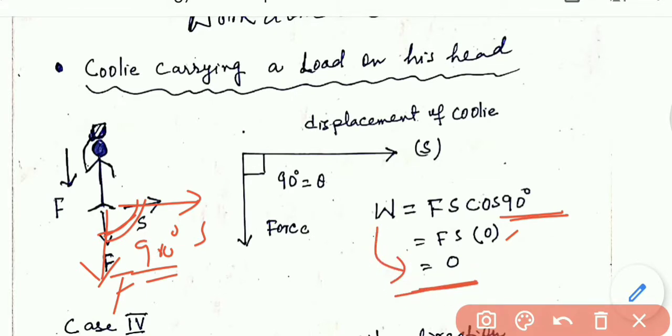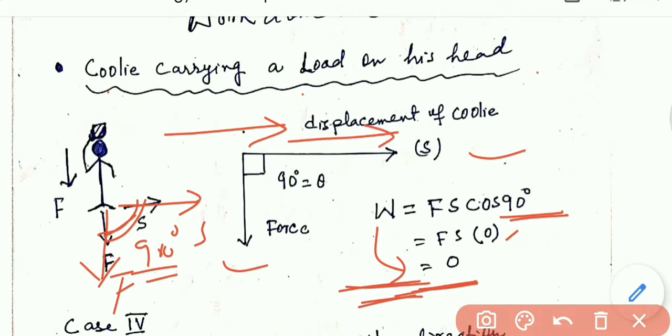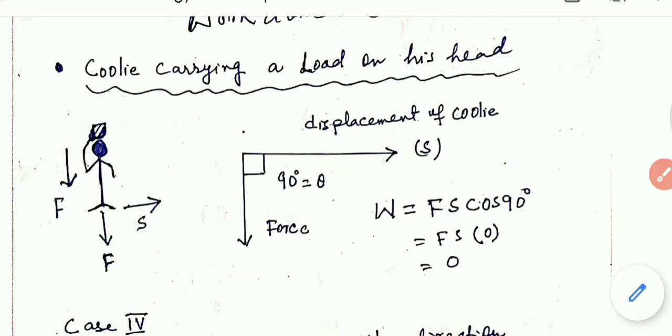Look at this here. Displacement of the coolie is in that direction, and force is in that direction. Okay, so the coolie carrying a load on his head is not doing any work according to physics. Why? Because the direction of the displacement and the direction of the force make an angle of 90 degree, and if they make an angle 90 degree, then cos 90 equal to 0, and there is no work done. Clear? Hope you have understood.